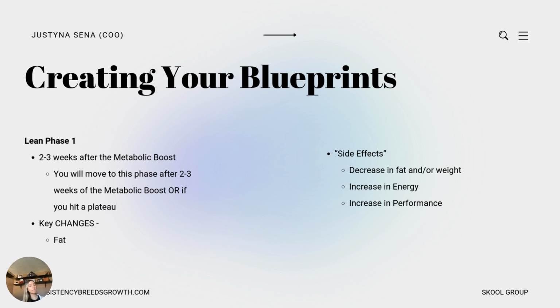Now, what happens in lean phase 1? We're only going to be changing fat. And you'll be shocked. It doesn't need to be a crazy amount of fat that you're removing. It's actually very subtle. And those subtle changes are what makes you see the best success in fat loss. Other side effects that we'll see in the fat loss phase for lean phase 1 is a decrease in your body fat and or weight, an increase in your energy, and an increase in performance.